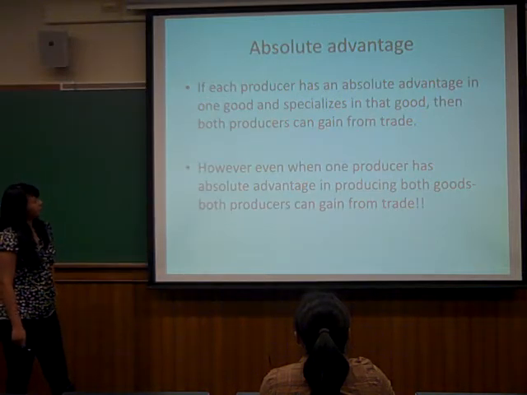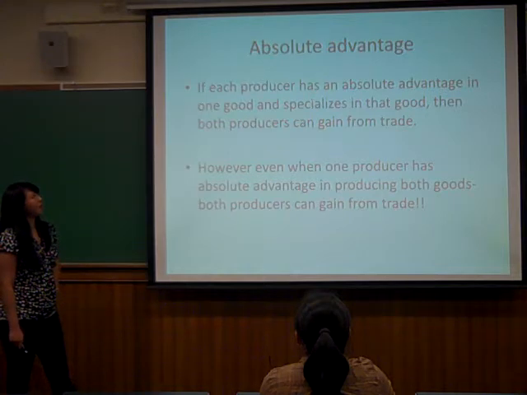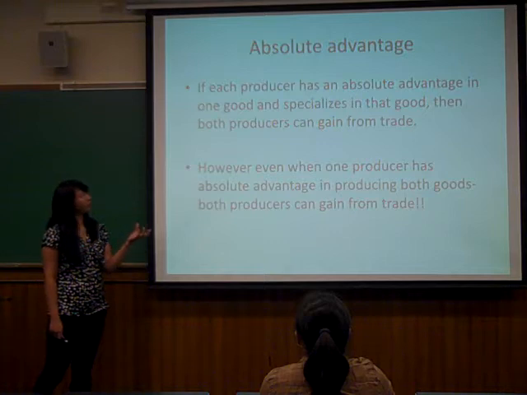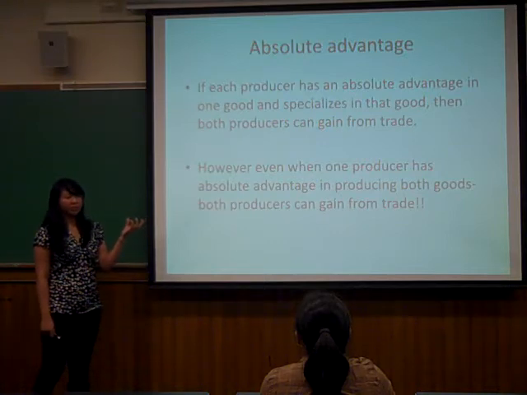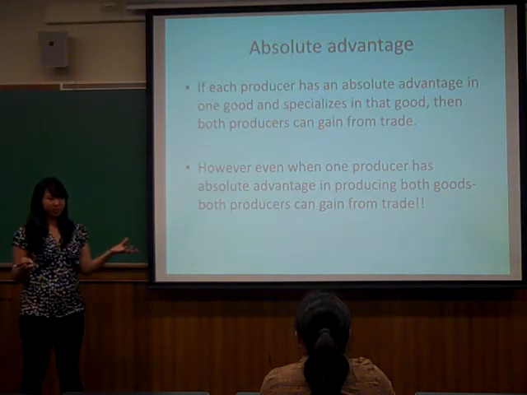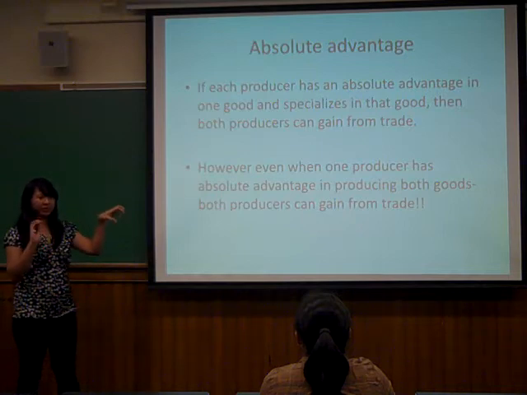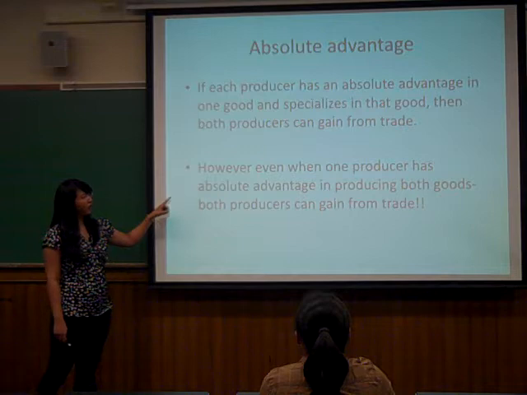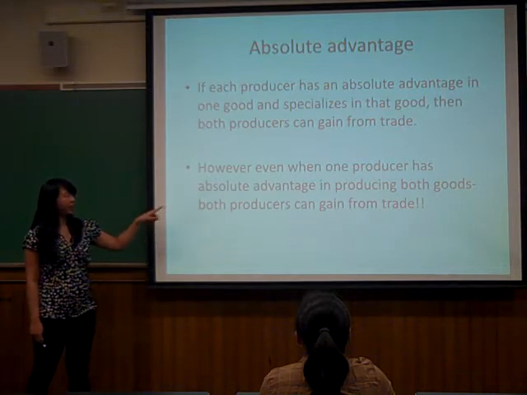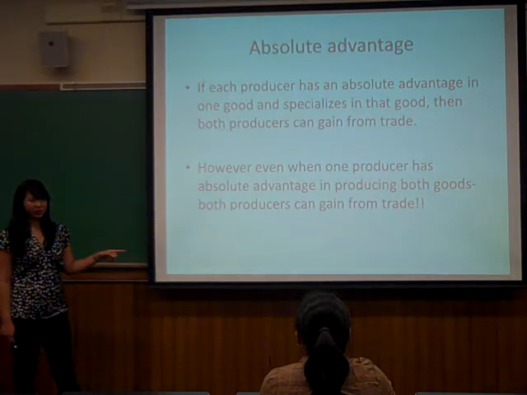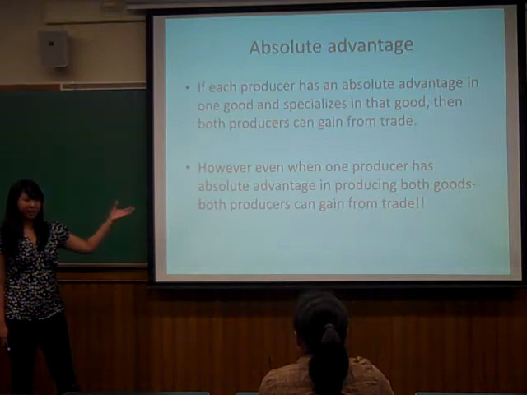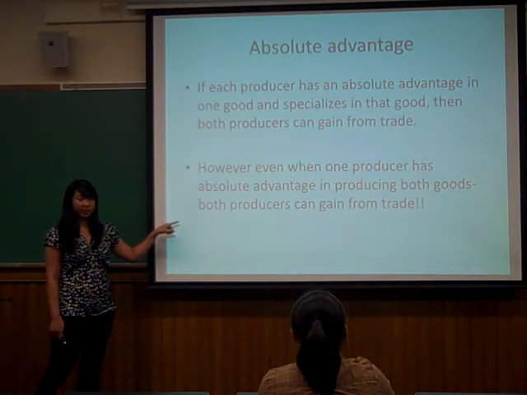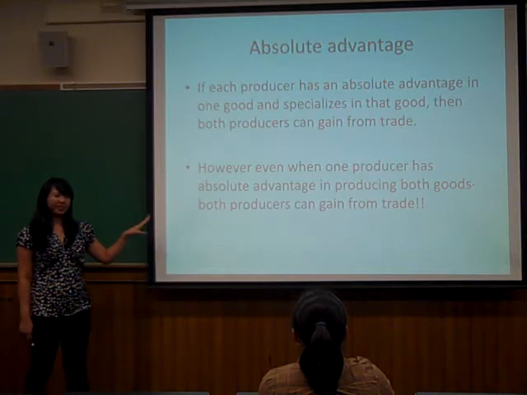If each producer has an absolute advantage in one good and specializes in that good, then both producers can gain from trade because each is good at that particular good. However, even if one producer has absolute advantage in producing both goods, like the example that I'm showing, still both producers can gain from trade. So we are going to see how.